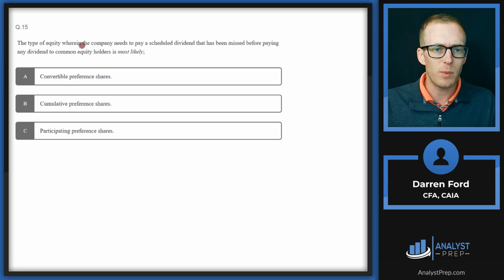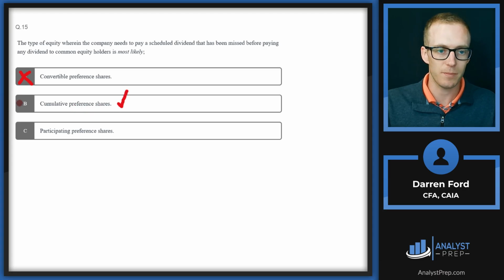Answer A. The type of equity wherein the company needs to pay a scheduled dividend that has been missed before paying any dividend to common equity holders is most likely. A. Convertible preference shares. Convertible preference shares are shares that can be converted into common equity, so this isn't related to dividends, and we can rule out for that reason. B. Cumulative preference shares. This is going to be our answer.